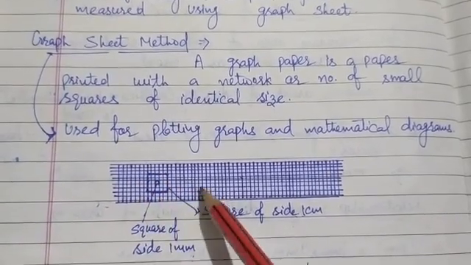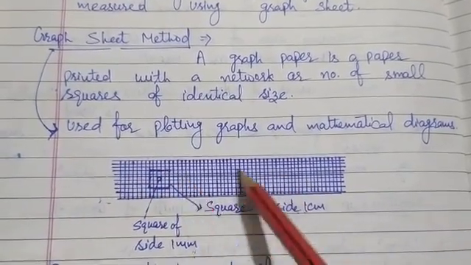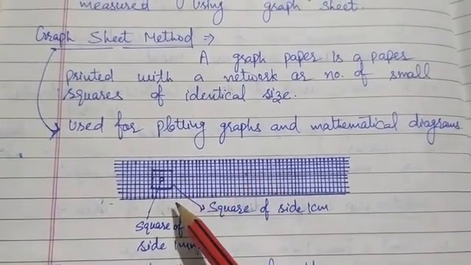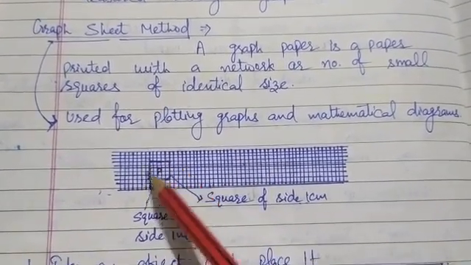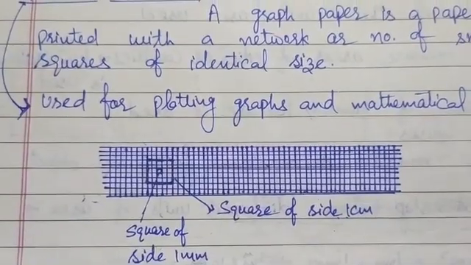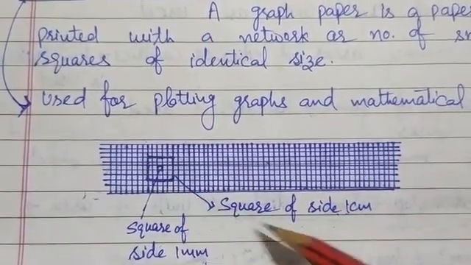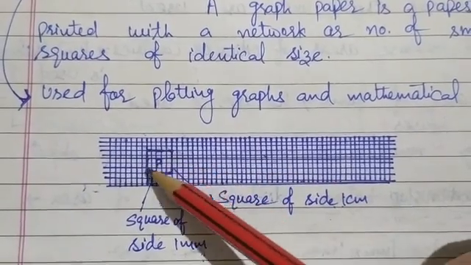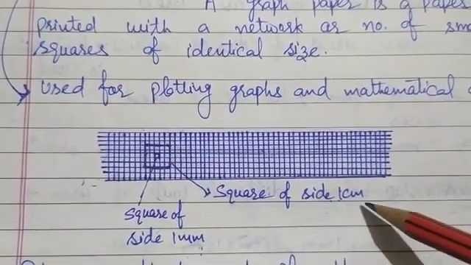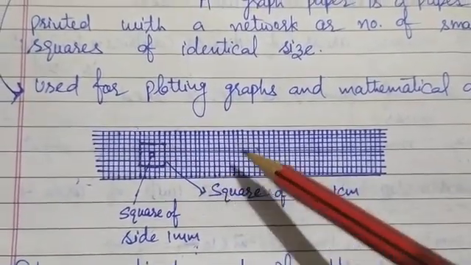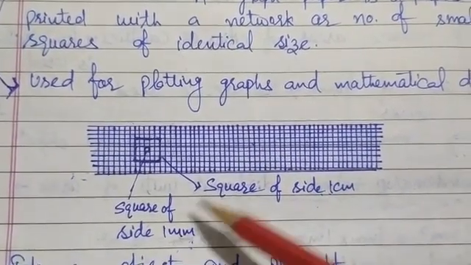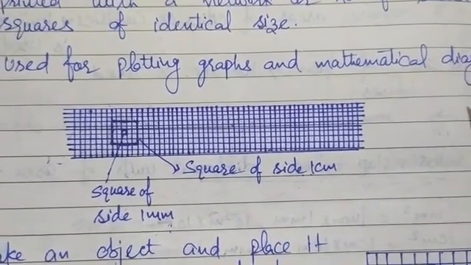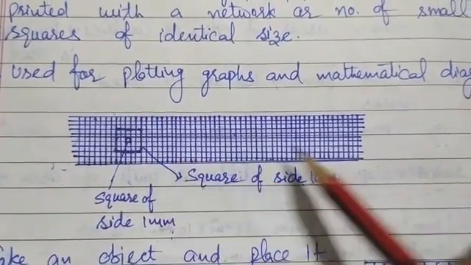So the structure is like this. This is a small pattern of graph paper drawn over here, and you can see there are small squares, and this is a big square. Now each side of this bigger square is 1 centimeter. That means this and this side each is 1 centimeter, and each side of these smaller squares is equal to 1 millimeter.